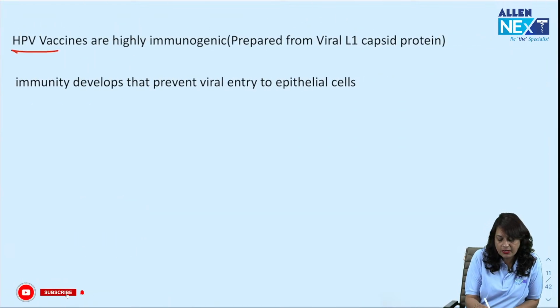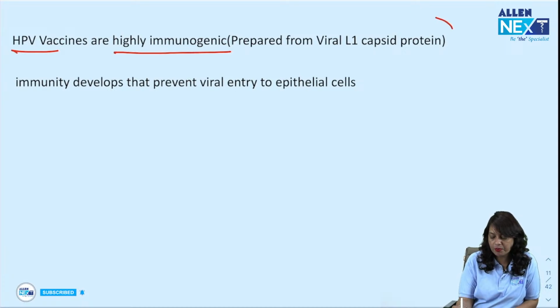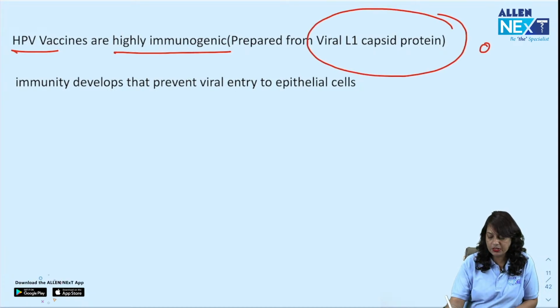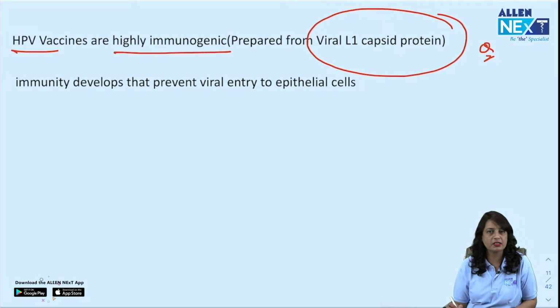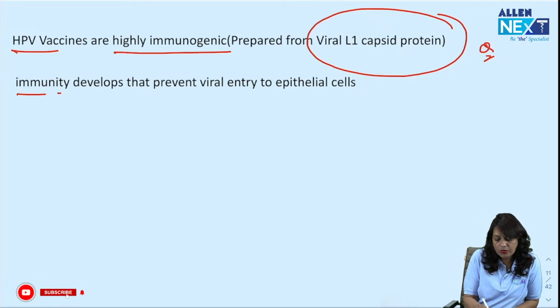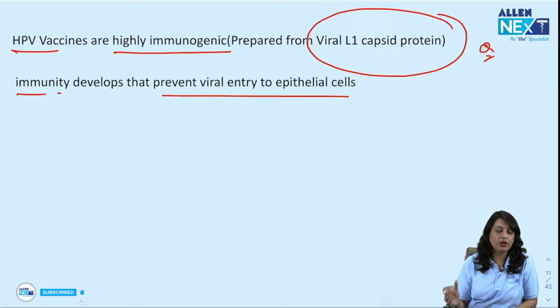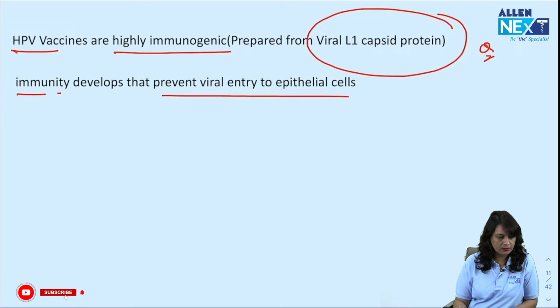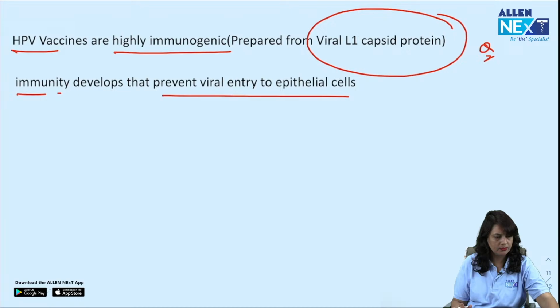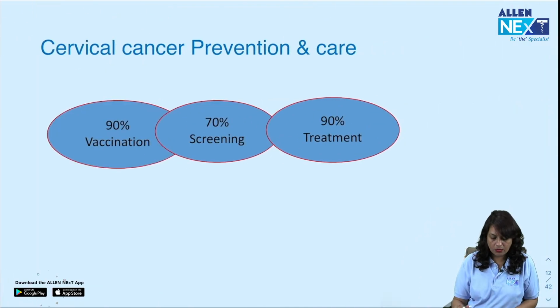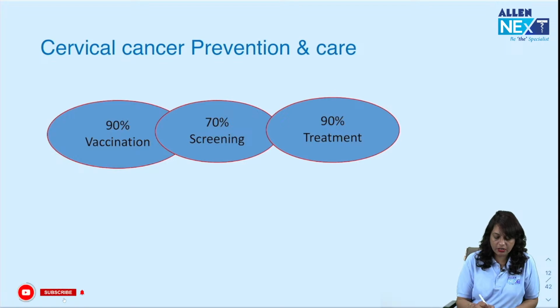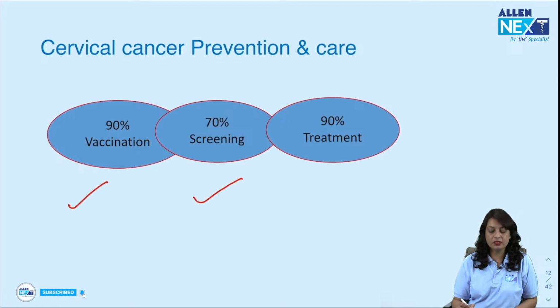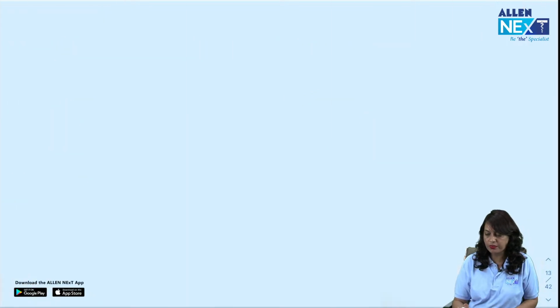Now, HPV vaccines are highly immunogenic. It is prepared from viral L1 capsid protein. This is a repeat question and we have been discussing it in our classes. And immunity develops to prevent the viral entry into the epithelial cells. So, that is what is important. Now, the cancer cervix eradication is 90% vaccination, 70% screening, and 90% should get the treatment.